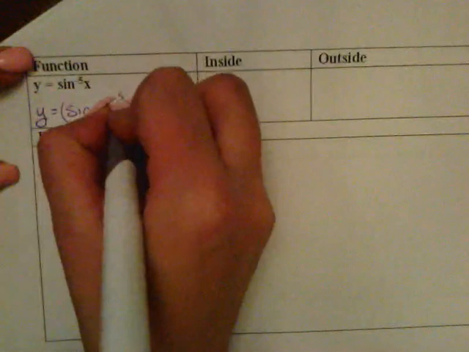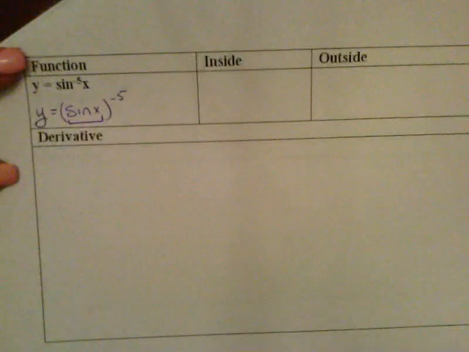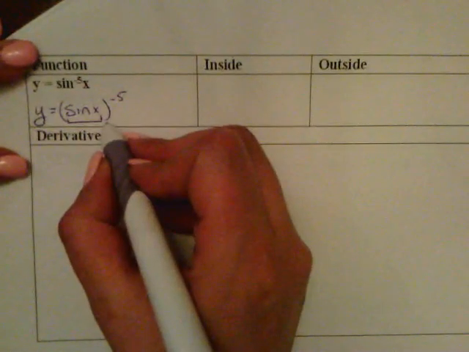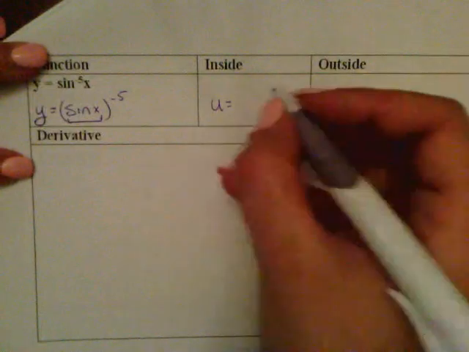Alright, remember, this problem right here is the same thing as saying sine of x raised to the negative 5. So who's the inside guy? Sine of x. The outside guy is the negative 5. Okay, I'm going to let you guys do this one. Take a second, do this one really quick on your own, and then play the video to see if you got it correct.